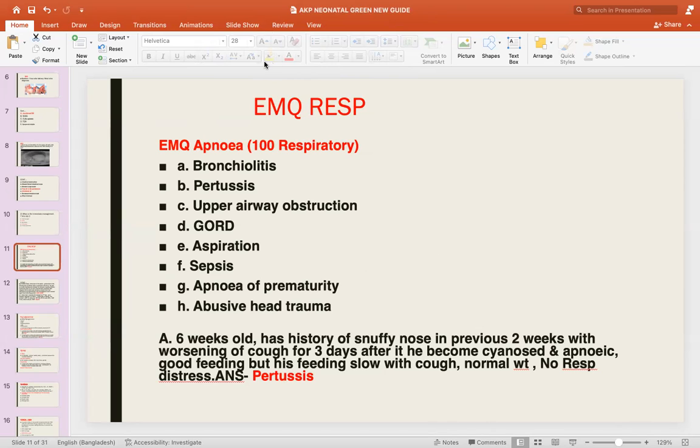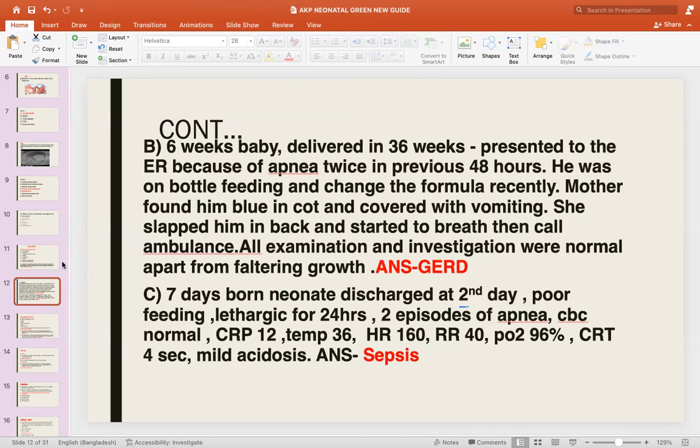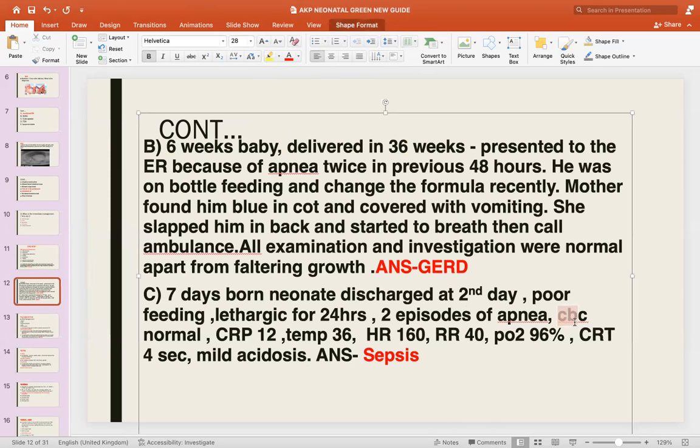Okay? It can be abusive head trauma, but we will not think so otherwise, because the baby is not in so much pain. See, CBC is normal. In case of head trauma, do you think CBC will be normal? There'll be anemia, isn't it? Okay? So it is not abusive head trauma. It is not non-accidental injury.